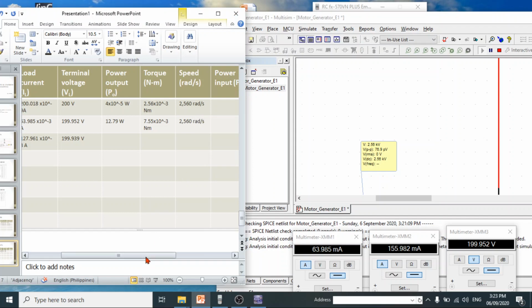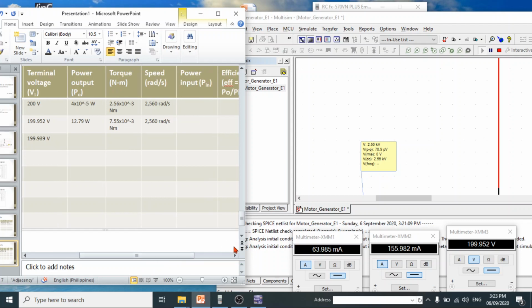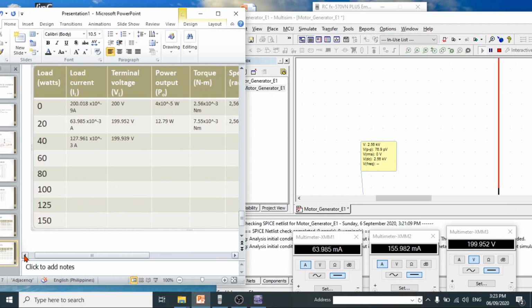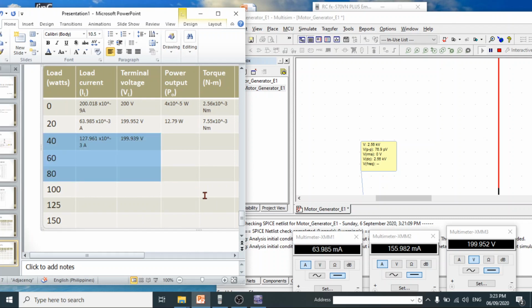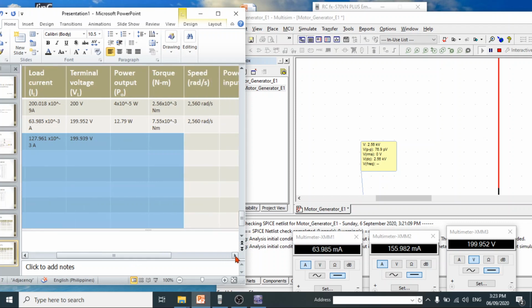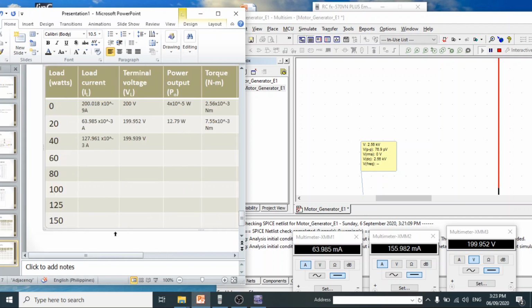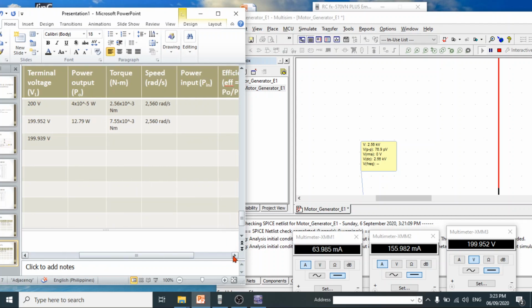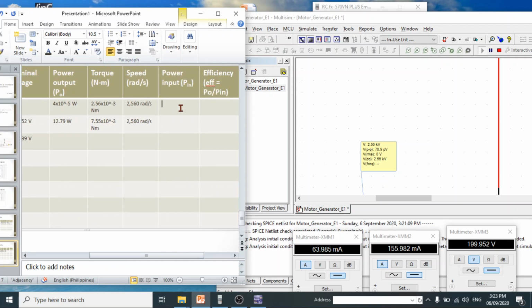Okay, so again, for the rest of the data in the table, you'll be the one to perform and gather the following data for the torque, power, and efficiency for 40 watts load up to 150 watts. Okay, so the input, or the mechanical input, of the DC generator can be calculated using the formula.